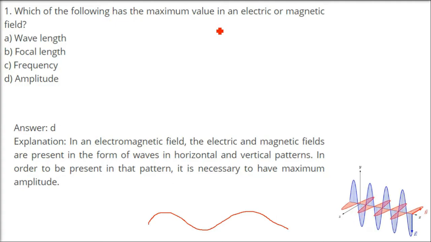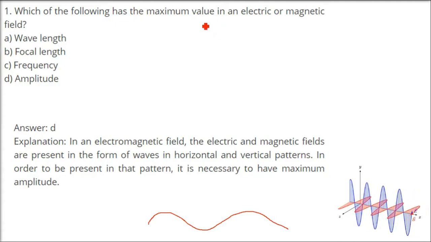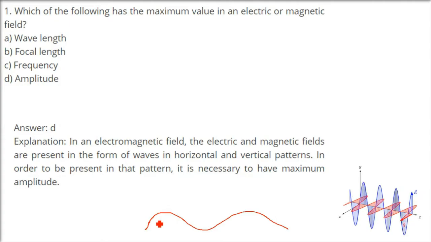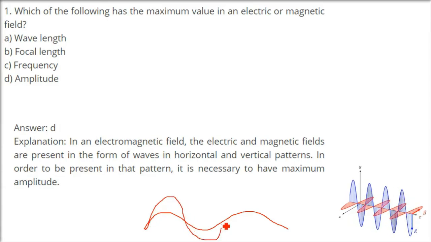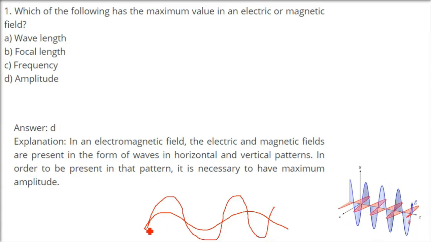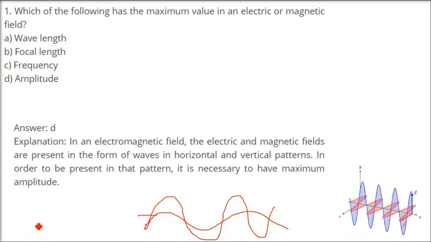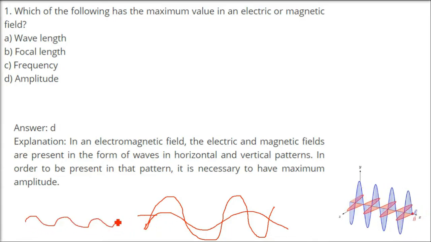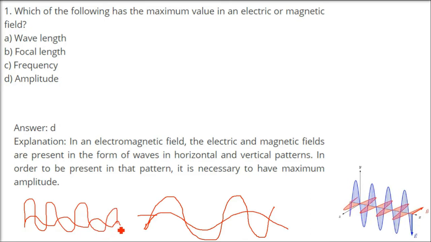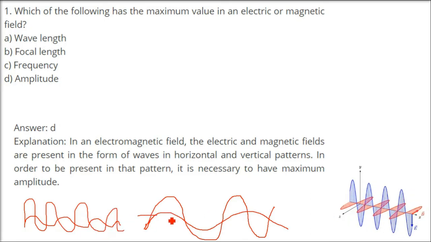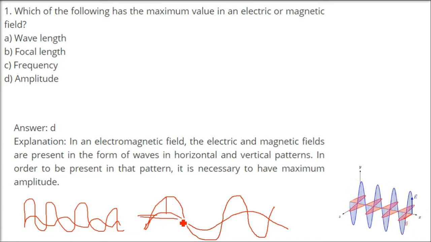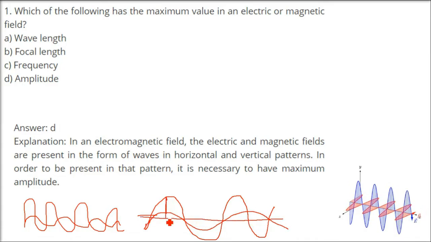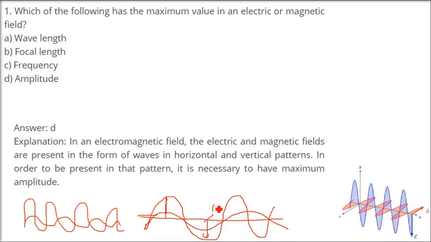We need to know the various aspects of a wave. Frequency can be maximum, wavelength can be maximum, all these things are there. But with respect to this question, if the wave goes up, the amplitude is increasing. And when we take the formula and the expressions, we see the amplitude plays a major role. So which of the following has the maximum value in an electric or magnetic field? The answer here is D, amplitude.